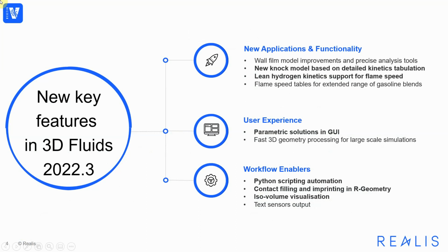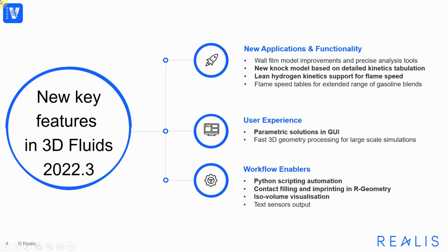To this end, we have introduced new models aimed at the development of complex gasoline or hybrid fuels and green hydrogen combustion, as well as new flame speed tables for a range of gasoline blends. A new automation approach through Parametric Solutions and Python scripting allows our customers to build simple yet efficient workflows for complex analysis, while an accelerated processing of thermal analysis is also introduced. Additional improvements are also brought for our pre- and post-processing tools in R geometry and R viewer.